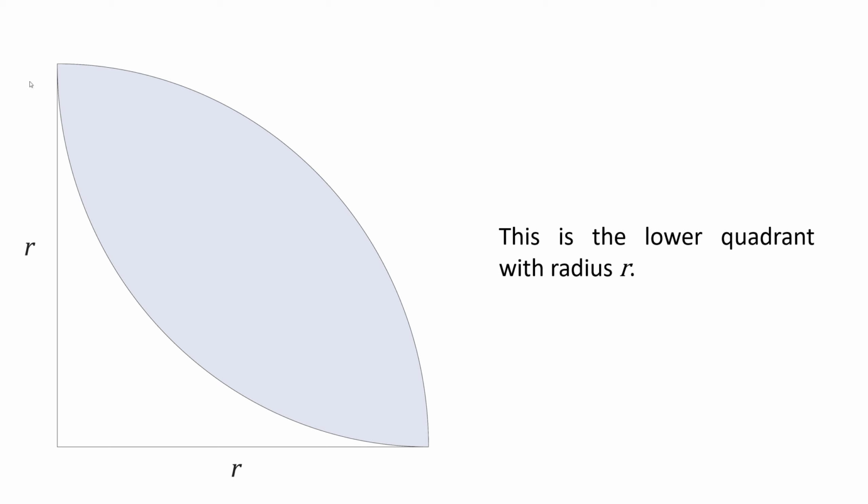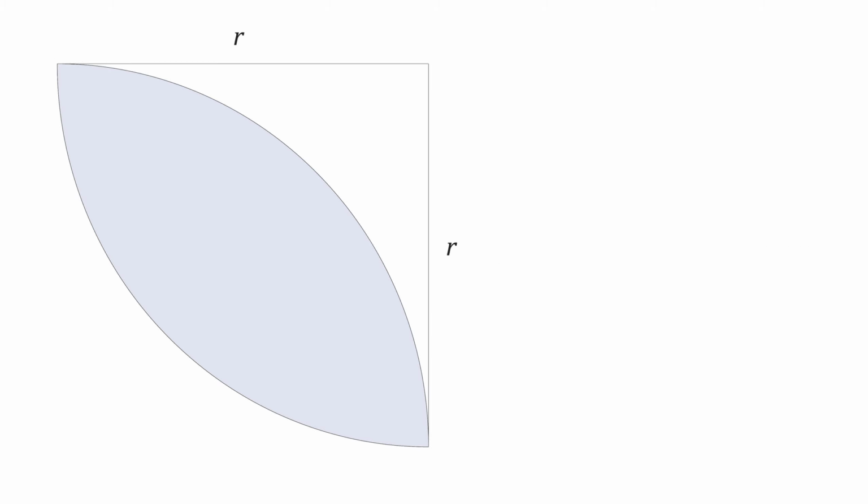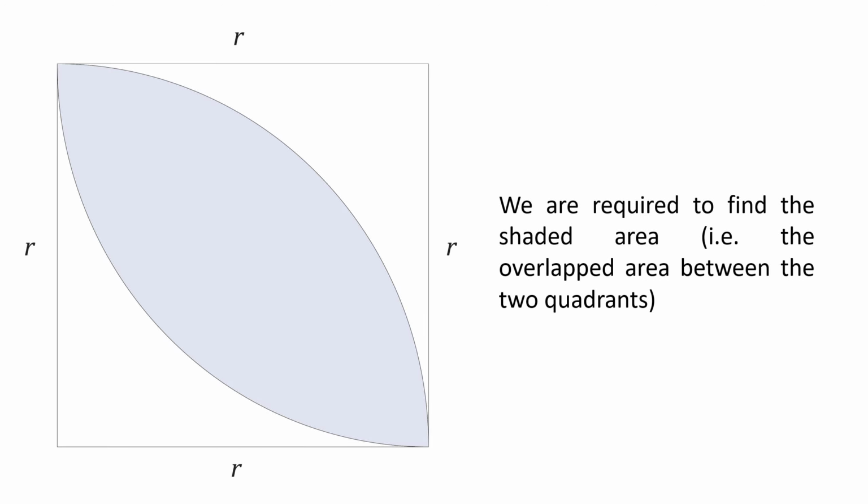This is the lower quadrant with radius r. This is the upper quadrant with radius r. We are required to find the shaded area, i.e., the overlapped area between the two quadrants.